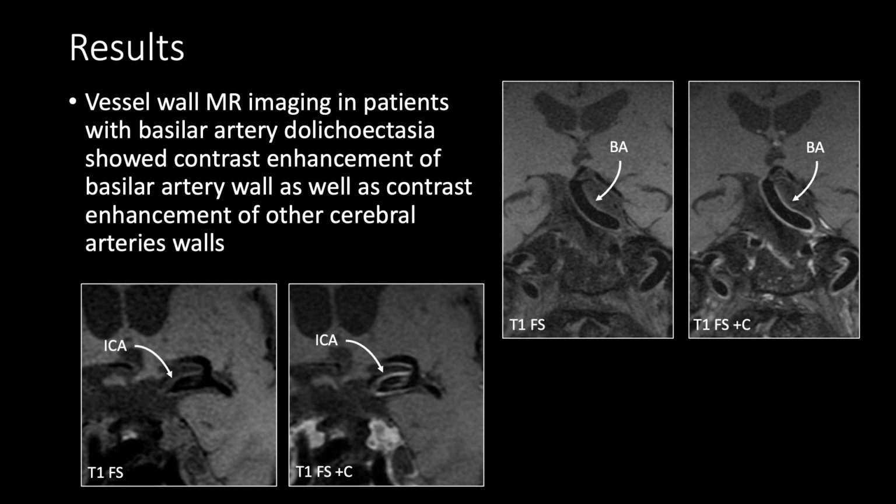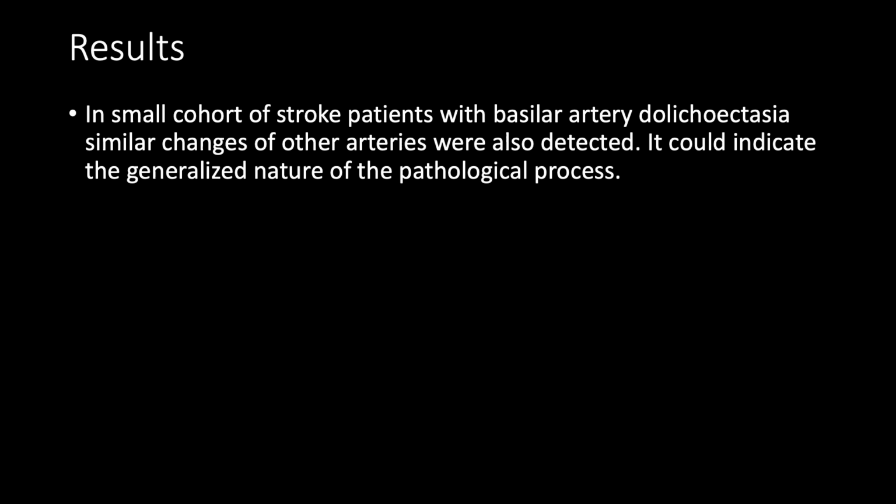Vessel wall MRI in patients with basilar artery dolichoectasia showed contrast enhancement of the basilar artery wall as well as contrast enhancement of other cerebral artery walls. So, in a small cohort of stroke patients with basilar artery dolichoectasia, similar changes of other arteries were also detected. It could indicate the generalized nature of the pathological process.